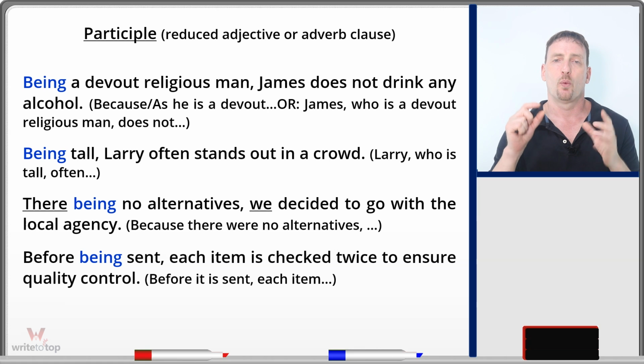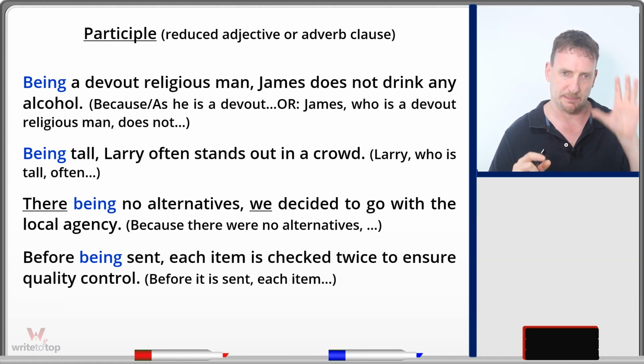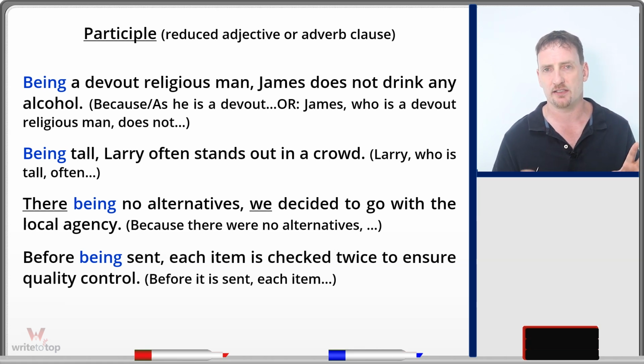Either way, when you have a dependent clause, adjective or adverb clause, with an independent clause, and they share the same subject, James and he, same subject, and you have a be verb, you can reduce the be verb to an active participle, in which case that's being. You can do this with other verbs as well, but I want to show you how it's used with being reduced to an active participle with an ing.